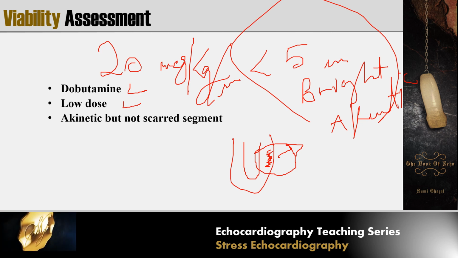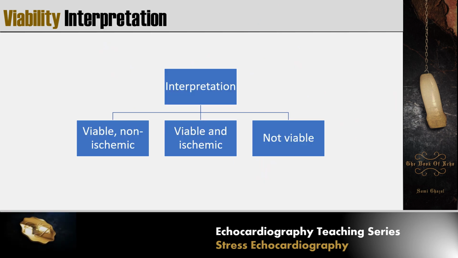Now, if the LV function or the wall improved, so it was akinetic and then became hypokinetic, then you can continue your stress beyond the 20. And we will see that in the coming slides.